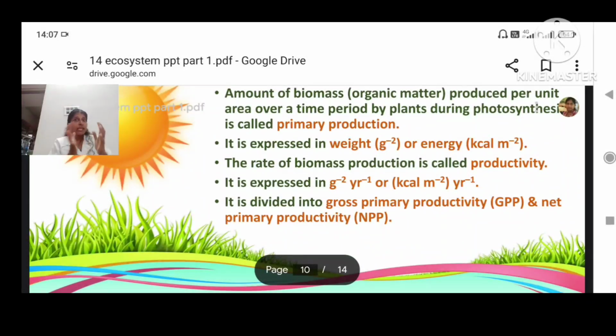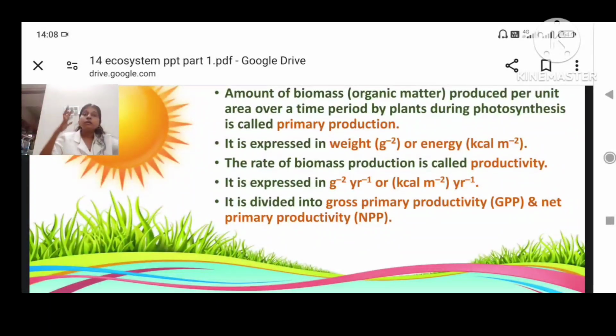In this, the food they are making, the plant will not use all of it themselves. Some amount of food will be used by themselves for respiration. Why? They also need energy for carrying out various purposes, isn't it? The whole food will not be utilized, cannot be transferred from one trophic level to another. Some of the food they will be utilizing for themselves. Why? Because they need energy. So for that, respiration has to be carried out.